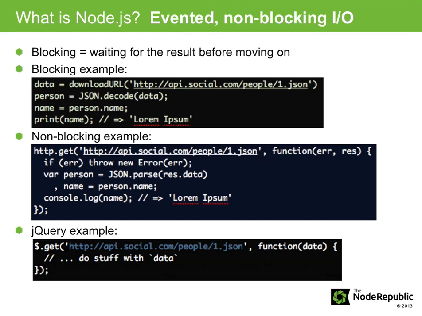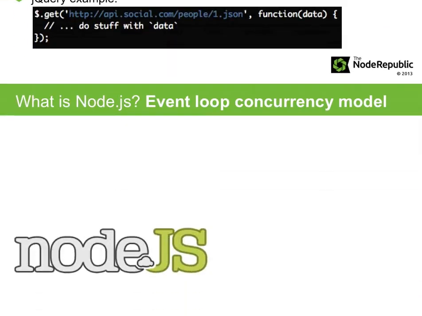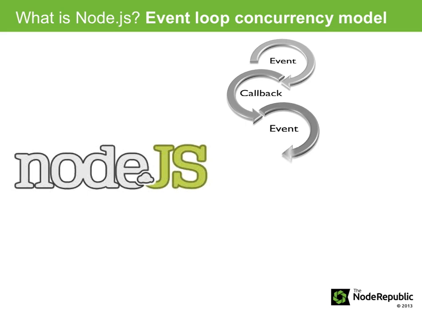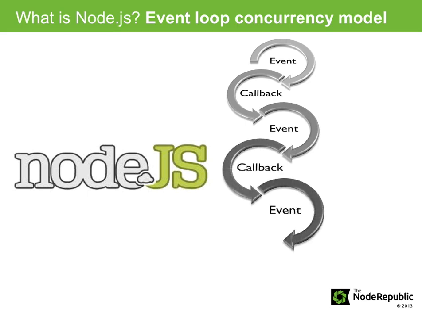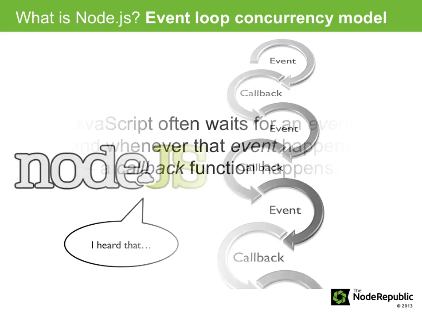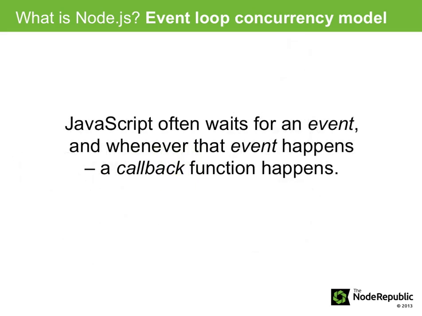Node.js allows us to use a browser-style concurrency model on a server, allowing for event loops. And this is quite a different approach from other programming languages like C or Java. JavaScript relies heavily on events and callbacks, allowing for an always-on experience. Simply put, JavaScript often waits for an event, and whenever that event happens, a callback function happens.